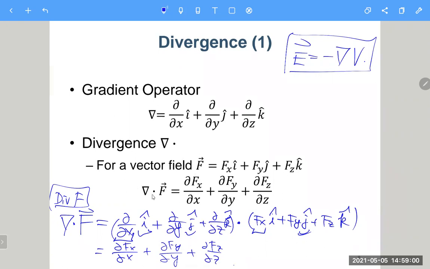In the Cartesian domain, all this operation will be easier to imagine. In other coordinates, it will be even more complicated. Yeah, so this is the divergence operator.